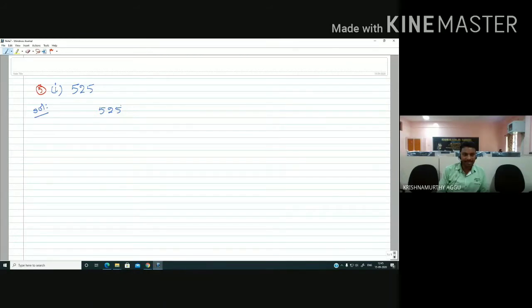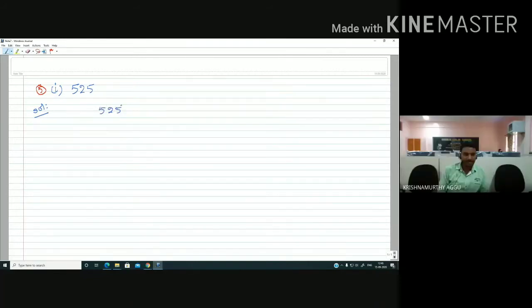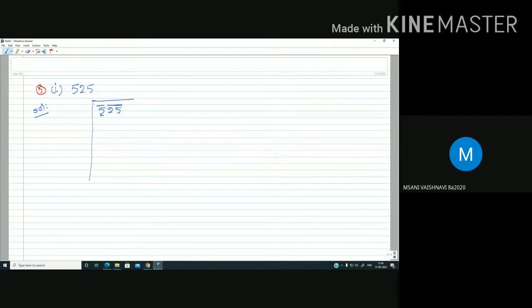What we have to do in the division method is place bars over the numbers, starting from the right. Every two digits you place a bar. Next, only one number is left for that. After that, we will draw like this. Think about the number which is below the first bar. What is the number? 5. Is 5 a perfect square number?